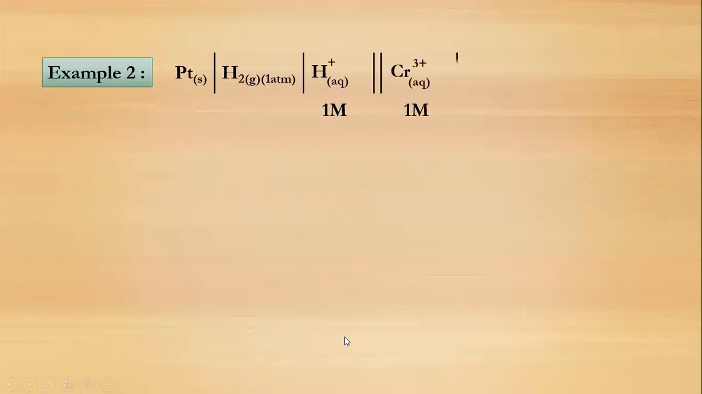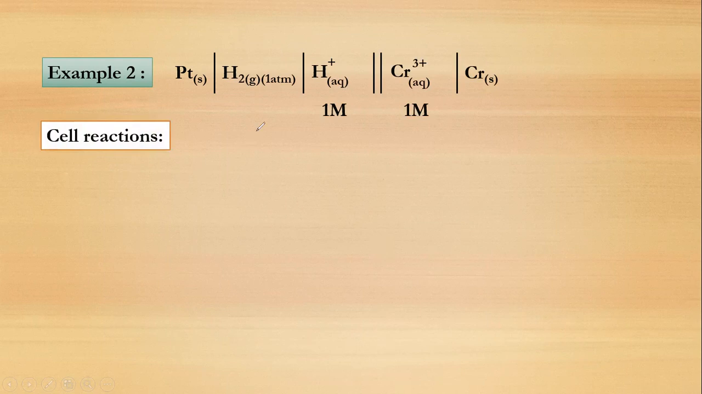For example, see this. In this case, how to write the cell reaction? Now I'm going to write the cell reaction. You observe this properly, how I'm going to write it. Suppose here is this one. So the cell reaction. First I'm writing this. See this. Here is the oxidation half reaction, and this is the reduction half reaction.